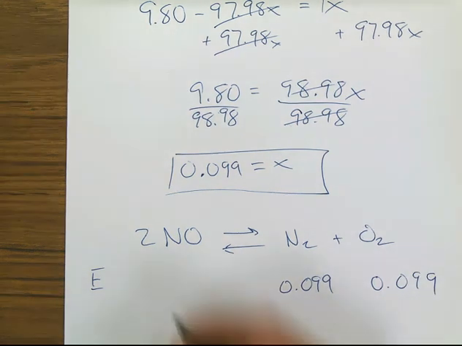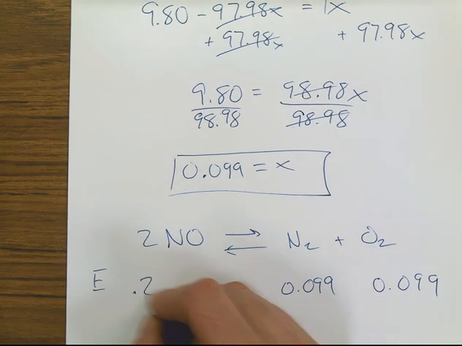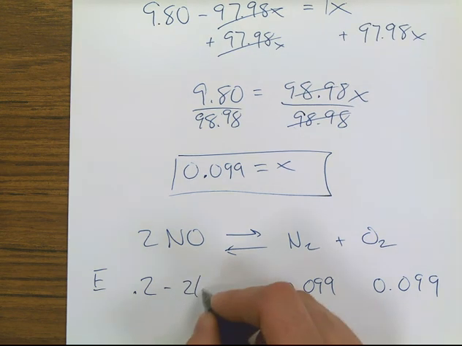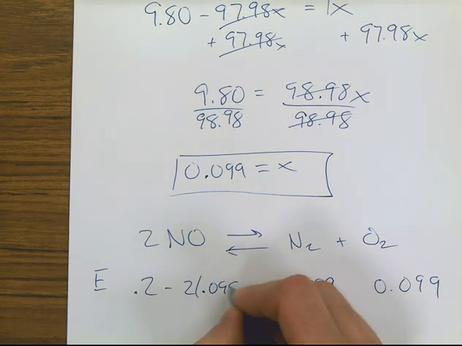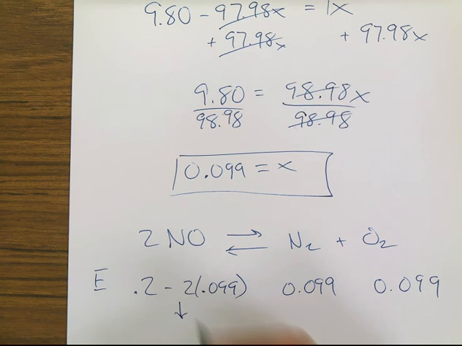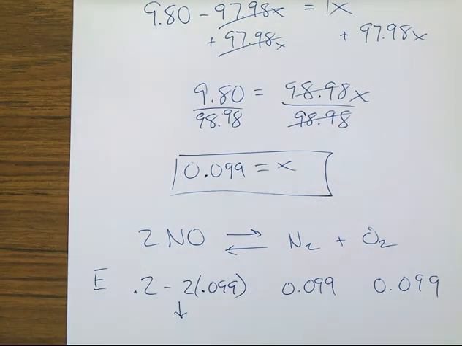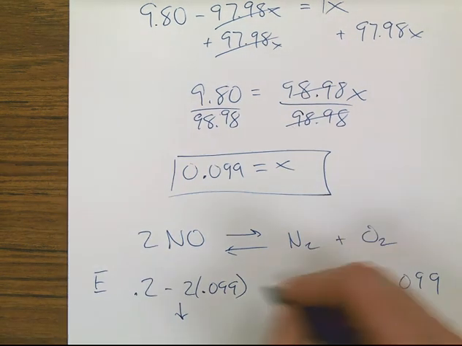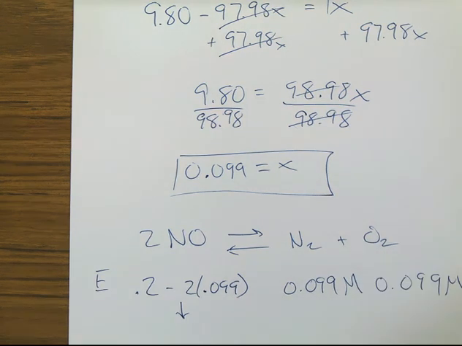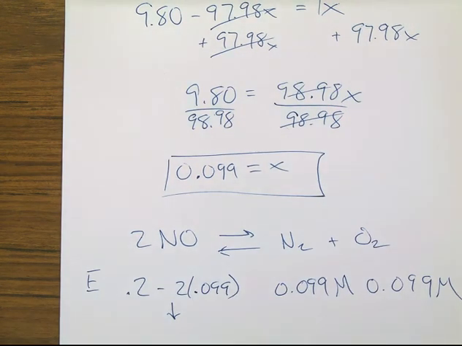And then for this one, I have a little bit of math to do. I have 0.2 minus 2 times the 0.099. And I'm sure you can solve this and find the correct concentration. If you have any other questions, let me know. These would be values all in molarity, and that's your answer because it was looking for the concentration of all the reactants and all the products at equilibrium.